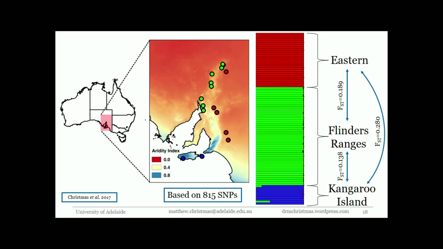And yeah, the alternative is that these red samples are the edge of an expansion from the east, and we're looking at a contact zone between these different genetic entities. So it was important to get this measure of genetic diversity because that was fed into the subsequent analysis of looking for genotype environment associations.